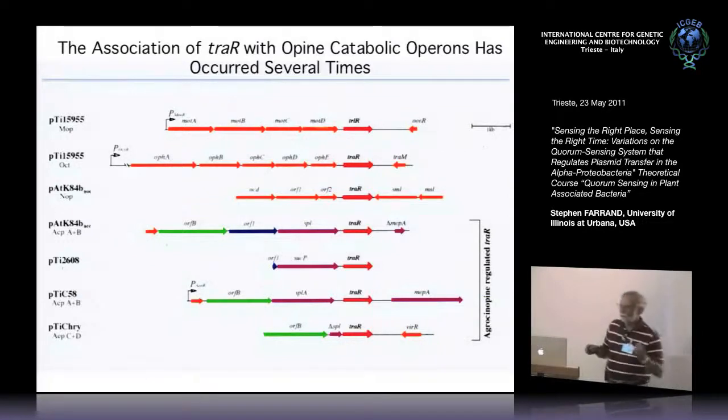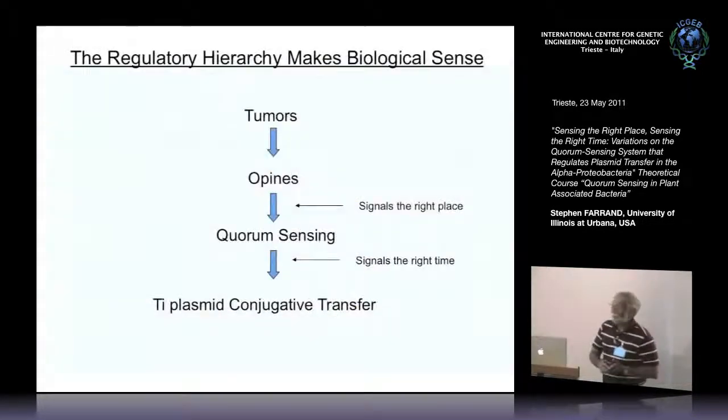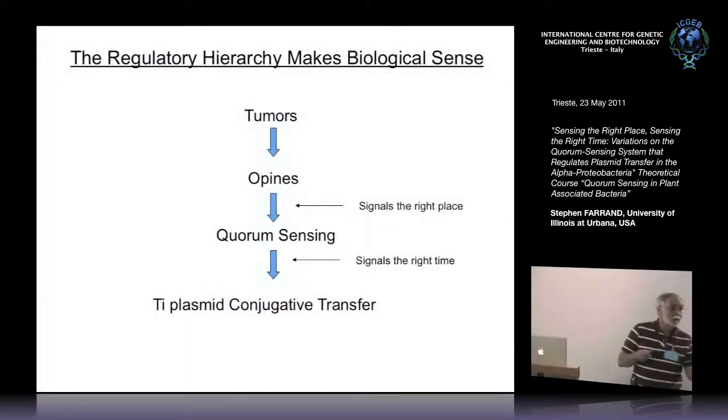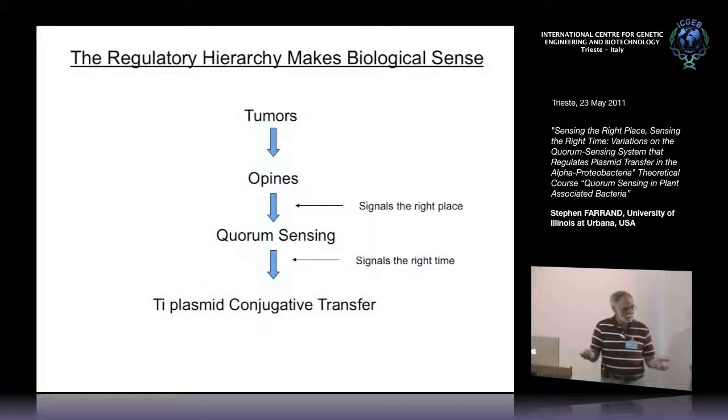All right? So what this tells us then is a couple of things. The first thing is that it is very important that the opines control conjugation. The way that we look at it is, in the biology of this, the regulatory hierarchy makes sense. The tumors produce opines, and what the opines tell the TI plasmid is that its host is in the right place for conjugative transfer, and that is on a crown gall tumor. Remember, the TI plasmid is what gives the bacterium its advantage when growing on a crown gall tumor, because it's the TI plasmid that codes for the catabolism of the opines.